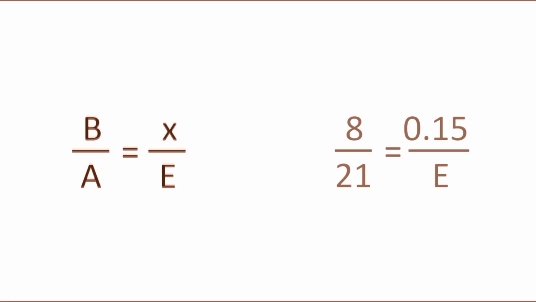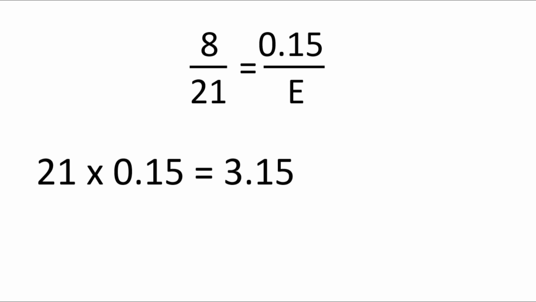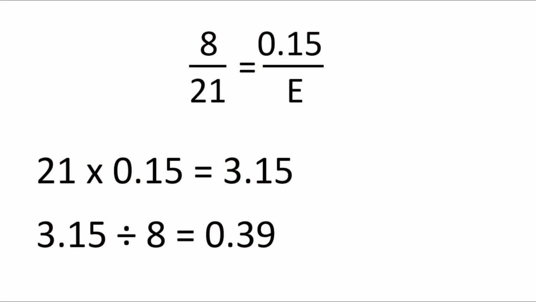We still have the same camper lengths, but now we're going to use 0.15 in place of x and solve for E. 21 times 0.15 equals 3.15. And 3.15 divided by 8 is 0.39. So the new difference in height would be less than half of an inch if a lift of 1.75 inches was put on our camper.